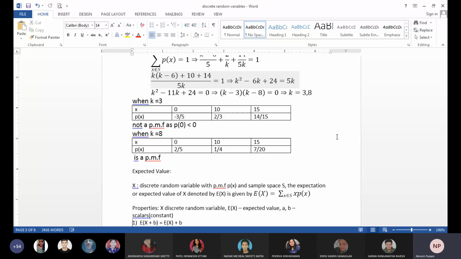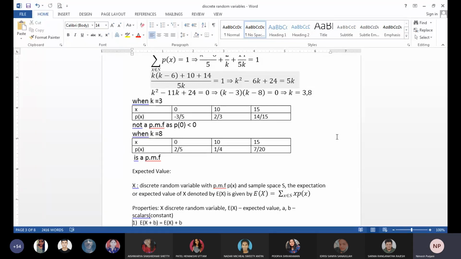Okay. So X is a discrete random variable. P of x is the probability mass function. S is the sample space. The expectation or the expected value of X is denoted by capital E of X and is given by summation of x p(x), where x belongs to the sample space S.